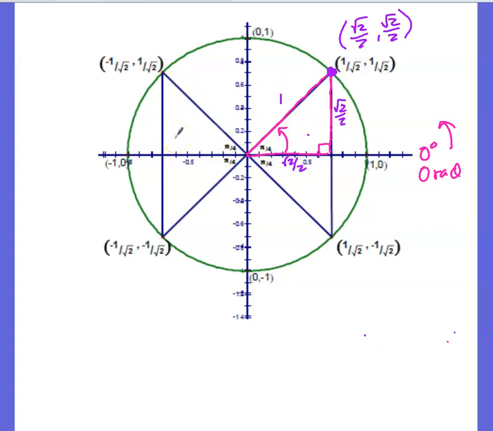I hope you said no. Nothing about the side lengths changed. I literally just reflected it. So this side's still root 2 over 2, and this side's still root 2 over 2, and that side's still 1. But one thing did change, right? Which coordinate changes? The x-coordinate, because I'm on the negative side of the x-axis. So everything about your coordinates stays the same, except you just have to change the sign.